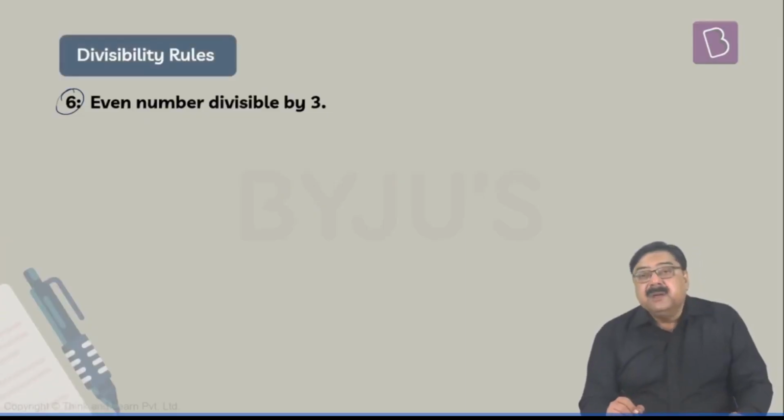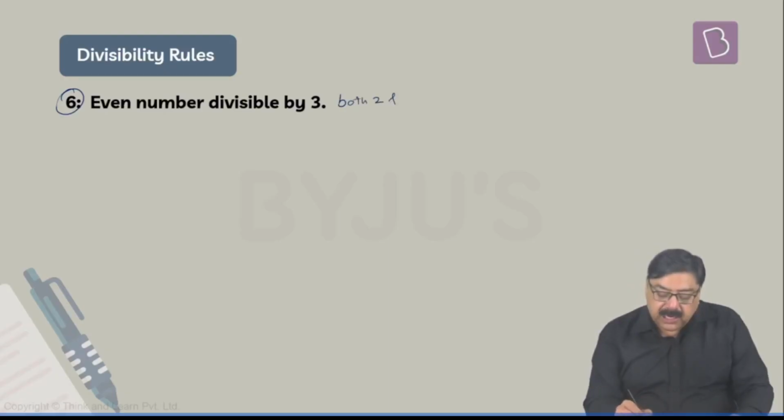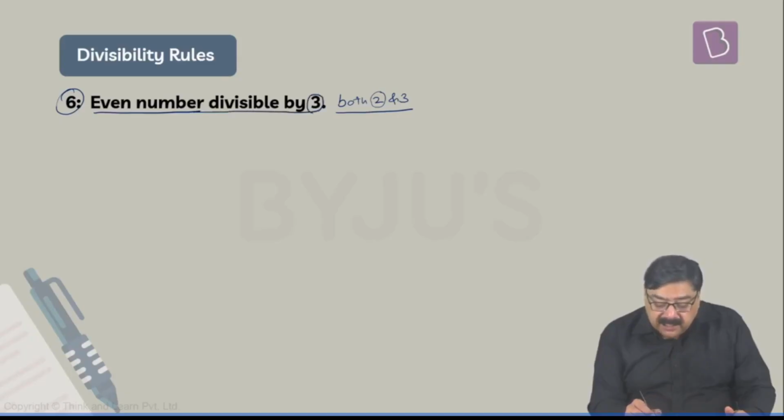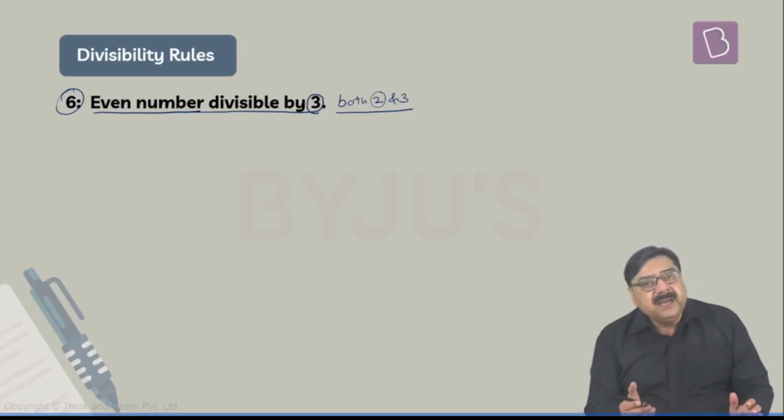6. When do you say that a number is divisible by 6? See, every number which is divisible by both 2 and 3 will be divisible by 6. Now, if a number is divisible by 2, then that number becomes an even number. So in short, we can say all those even numbers which are divisible by 3 will be divisible by 6 as well.